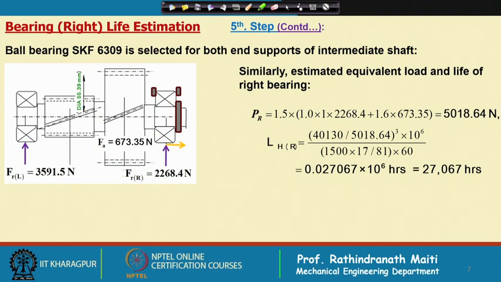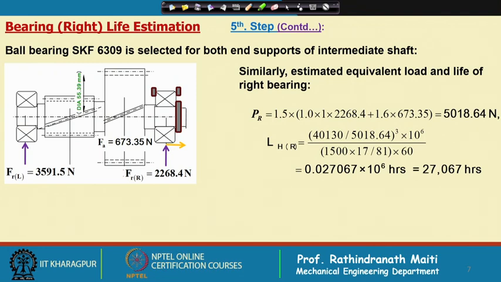The RPM is the same for the shaft, and the load carrying capacity is also the same, because we have taken the same bearing. It is 27,067 hours, which is also much higher, but these two values, although not the same, are close.